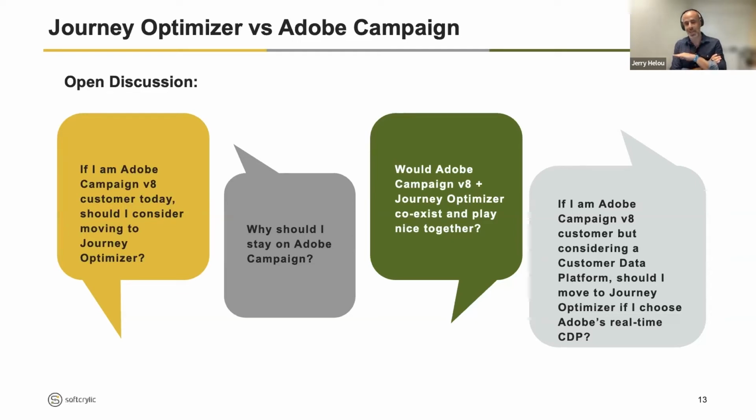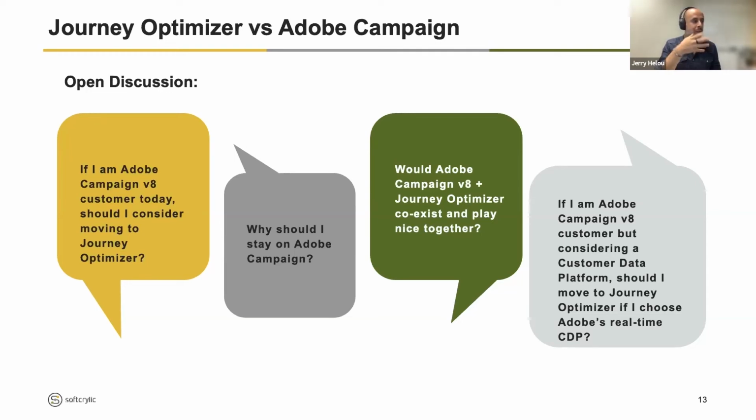There's really no easy answer to say, hey, shall I move to Journey Optimizer? Shall I stay with Adobe Campaign version V8, for example? It really varies from one use case to another and on what you're doing, right? So this is where I think it's healthy to have that discussion and conversation of saying, okay, what are my plans? What am I trying to accomplish long term? Does this help me or not? But in general, let's talk through some of these high level discussion points.